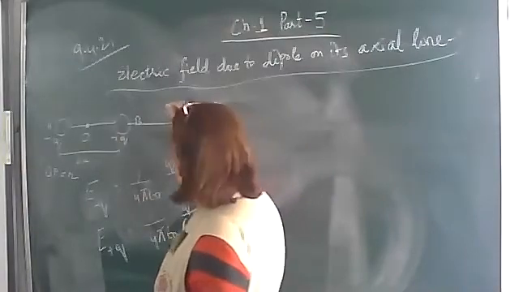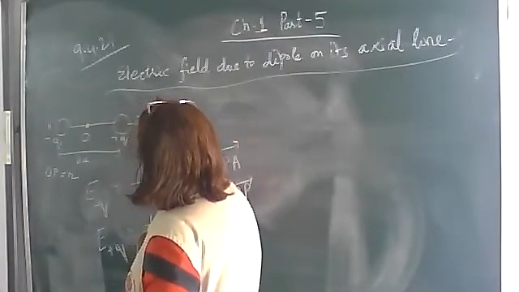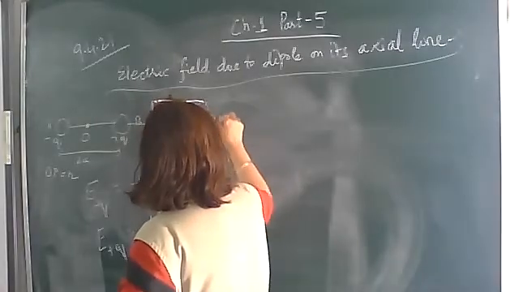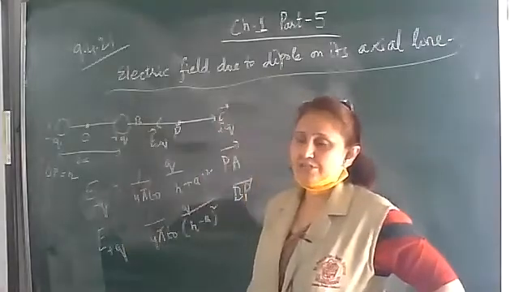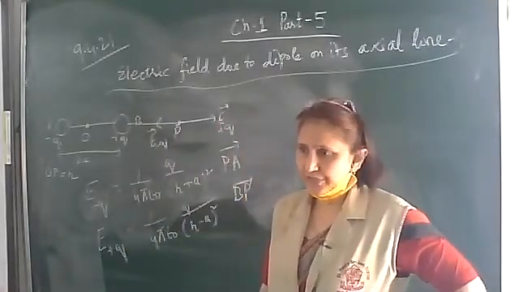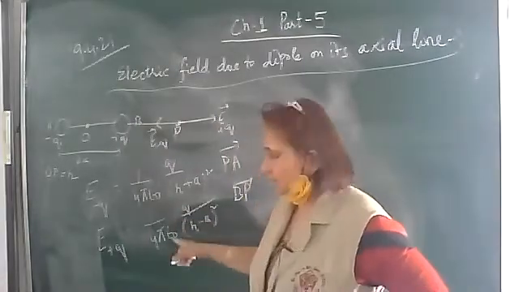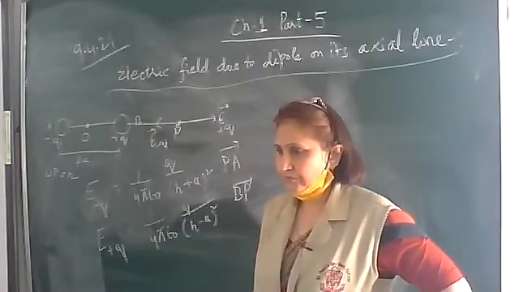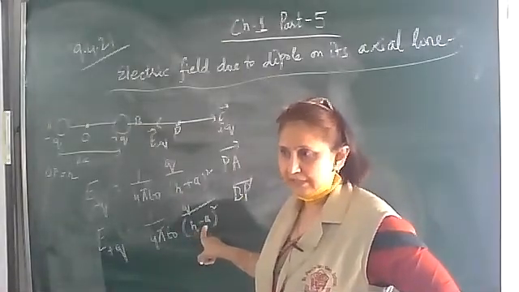Now let's draw it here. This is the direction of E minus q vector. This is the direction of E plus q vector. As you can see, both are in the opposite direction. So what will be the resultant electric field? The difference of these two, bigger minus smaller. Which one is greater? E plus q is greater. Why? Because the denominator is less.